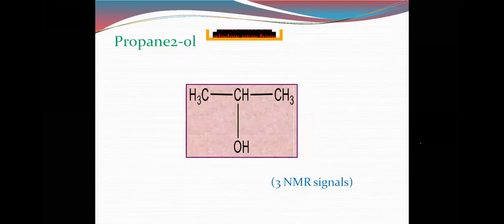Propanol. Students, tell me. Yes, sir. Three types. Who can tell me which of these three signals is due to which group? Sir, OH, CH2 and CH3. Very nice, very good.